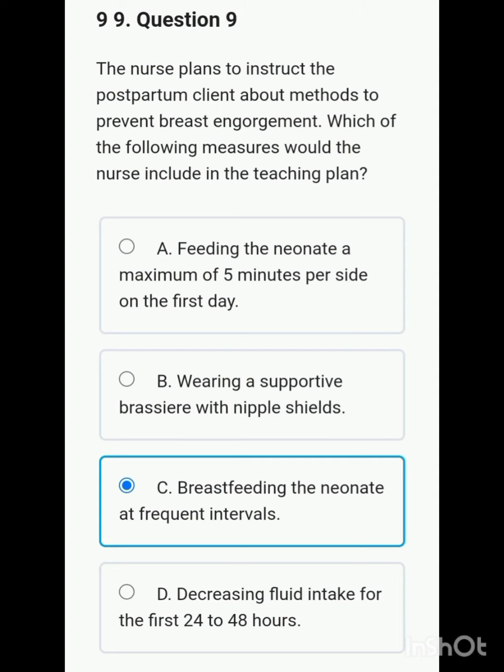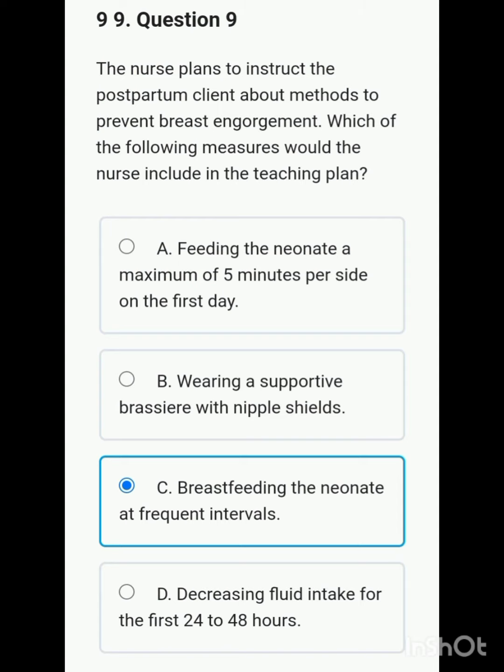Wearing a supportive brassiere with nipple shields. Breastfeeding the neonate at frequent intervals. Decreasing fluid intake for the first 24 to 48 hours. So C is the correct answer, what I think, because feeding the neonate at a maximum of 5 minutes per side on the first day.